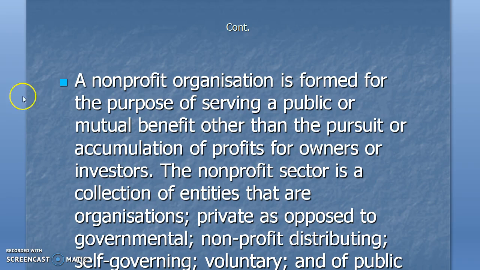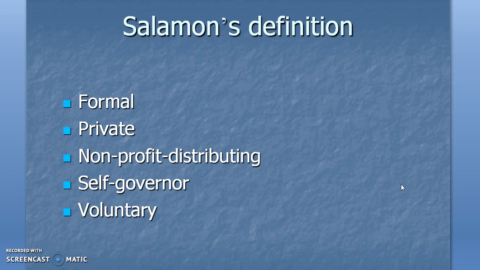Next slide. A nonprofit organization is formed for the purpose of serving the public for mutual benefit other than the pursuit of accumulation of profit for the owners or investors. What we call the nonprofit sector is a collection of entities that are organizations that are private, non-profit distributing, self-governing, voluntary, and of public benefit. Next slide. So here's a rephrasal of that from Solomon. Next slide.